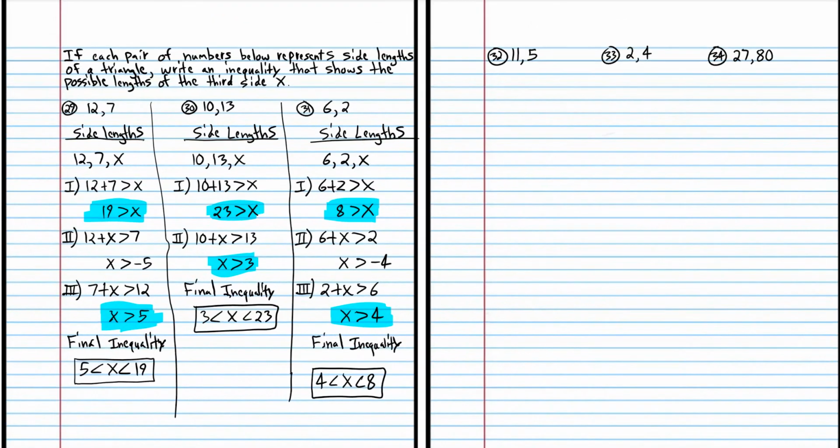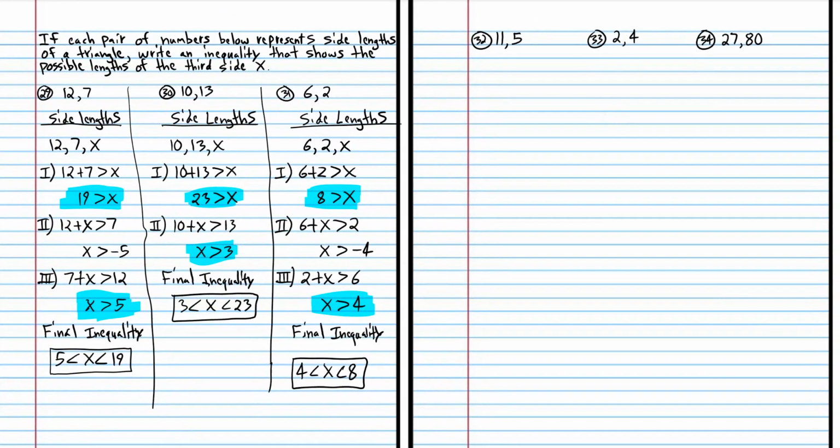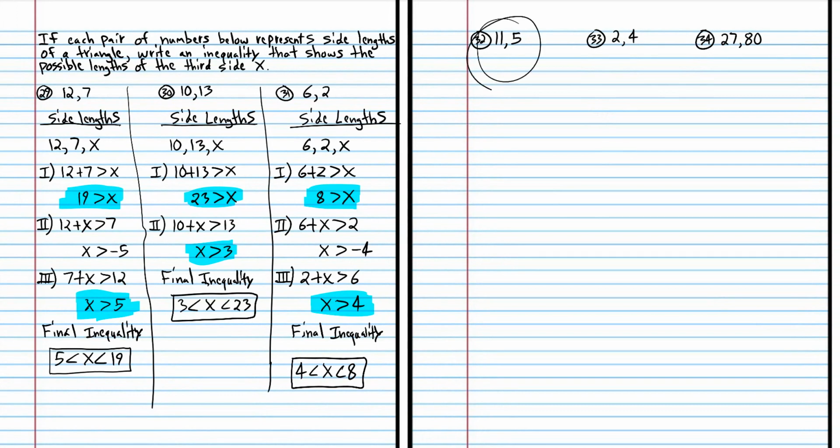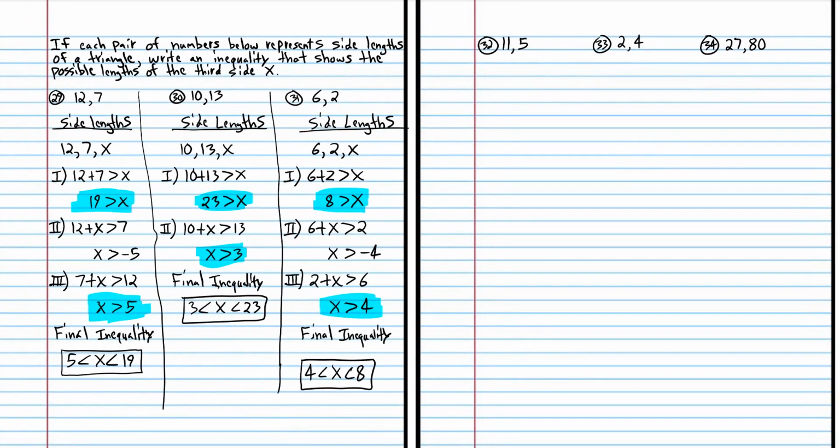So that said, why don't you go ahead and try number 32. You have 11 and 5, two side lengths of a triangle, and you want to find the possible values of the third side, and I'm going to leave these in the window. So try 32, and when you come back, we'll do it together.